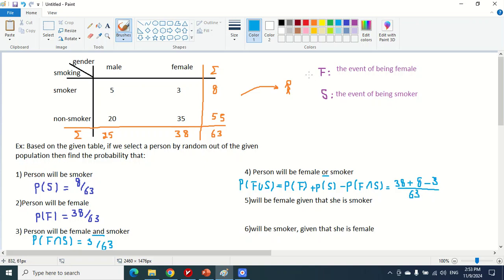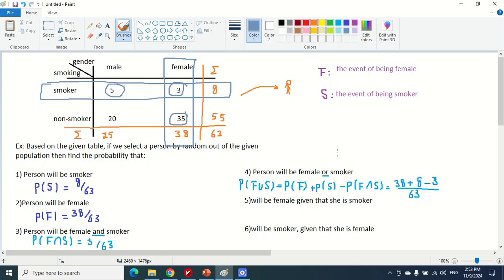But if you take a look at that table, you can find interesting things. As you can see, this is the female part, and this part is the smokers. If I want to count the cases of being a smoker or female, means that I should add this 5, 3 and 35 together. But when I use 38 over there, means that I add these two values, 3 and 35 together.